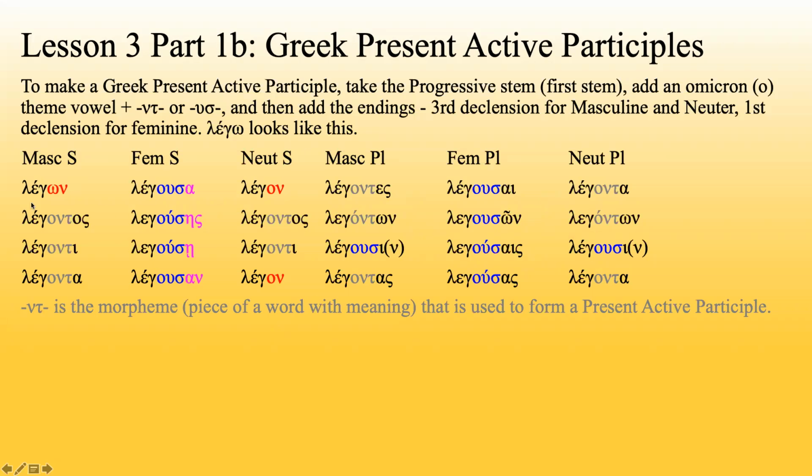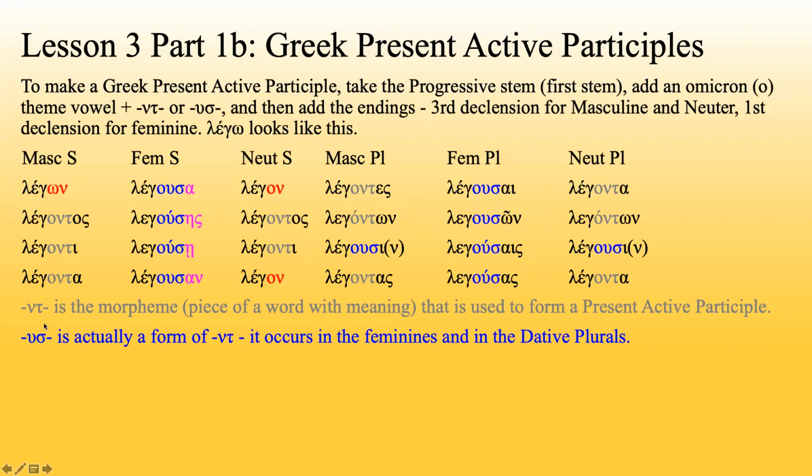The only place it doesn't show up is up here in the masculine singular nominative. We have an omicron theme vowel. Then we have a nu tau. The nu tau tells us that we have a participle, specifically an active participle. Now, this upsilon sigma with its little omicron theme vowel is actually a form of nu tau.